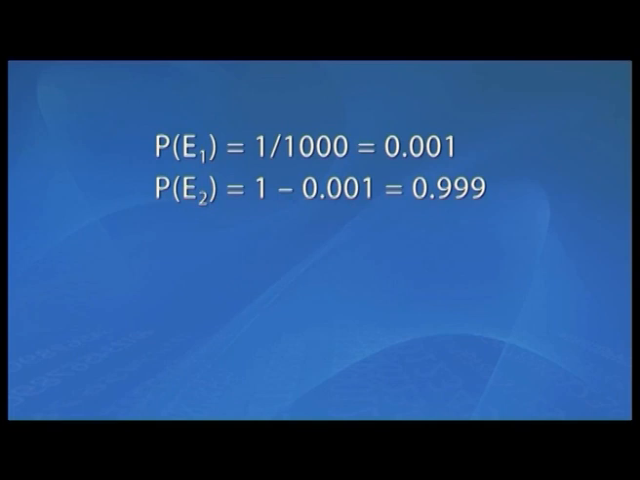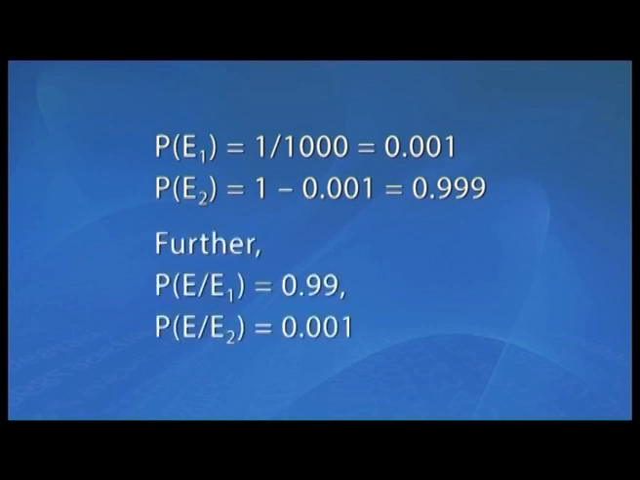Let E1 and E2 denote the events that a person suffers and does not suffer from TB respectively, and E the event that the doctor diagnoses TB. We are given P(E1) = 1/1,000 = 0.001, so that P(E2) = 1 − 0.001 = 0.999. Also, P(E|E1) = 0.99 and P(E|E2) = 0.001.